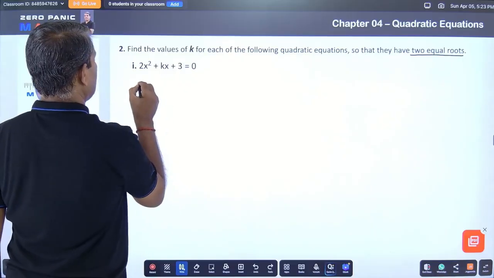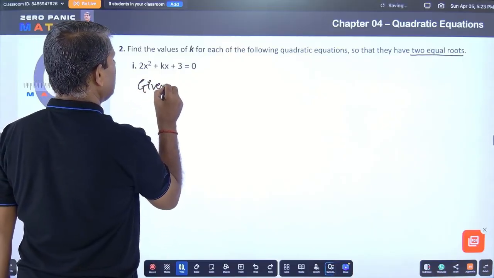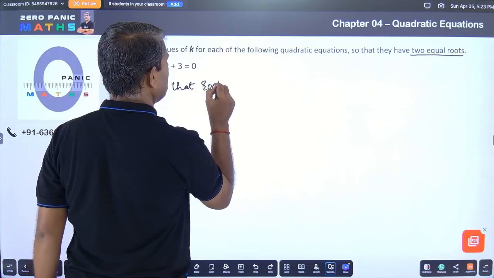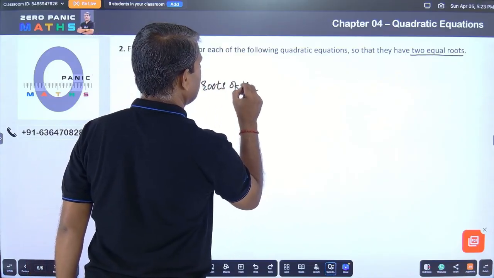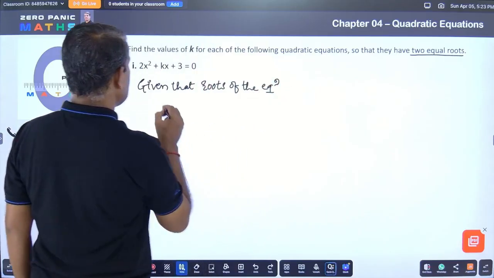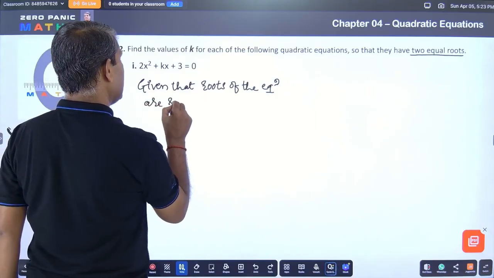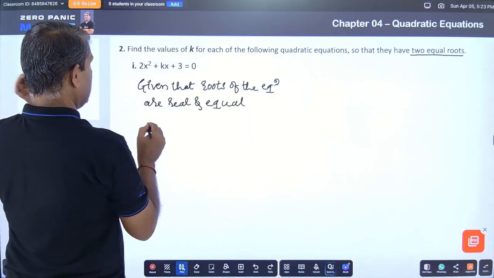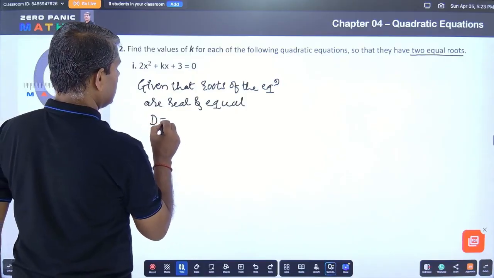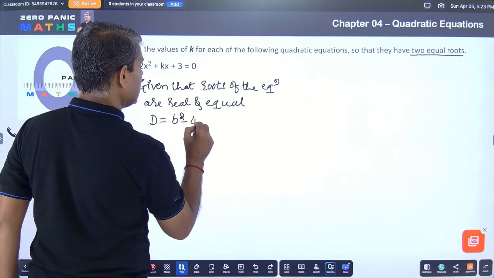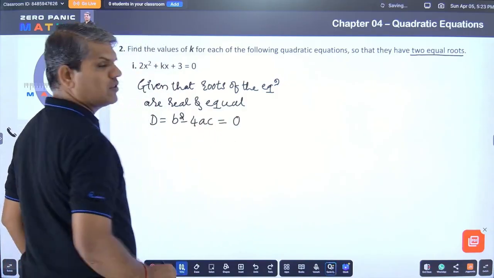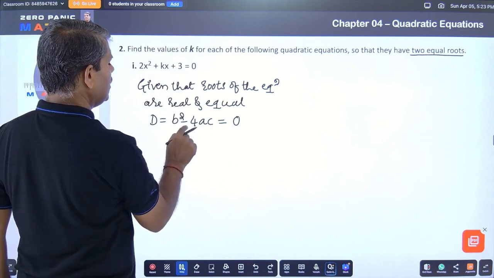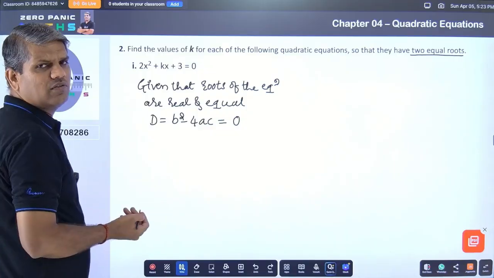So what we should start with is, given that the roots of the equation are real and equal, the discriminant, that is b square minus 4ac, is equal to 0. So this is what is given to us. Now let us substitute a, b, c into this and find out the value of k. That's all we are going to do.